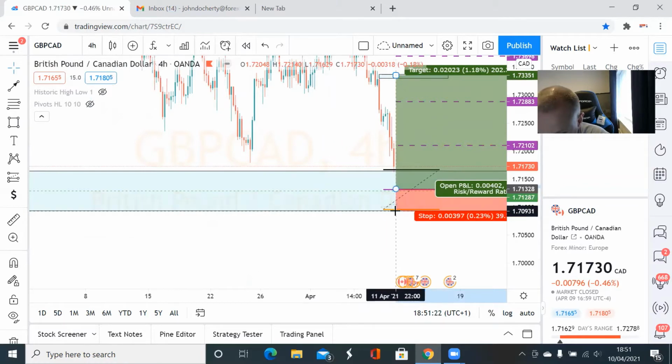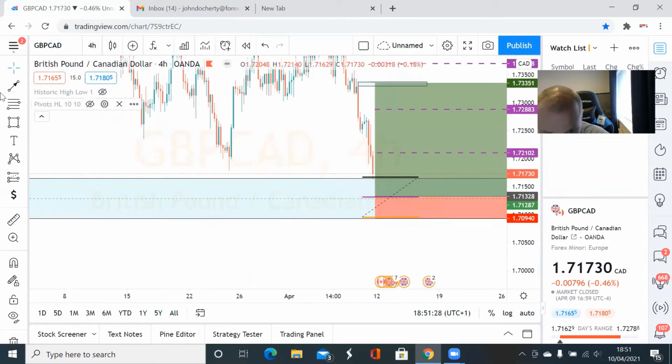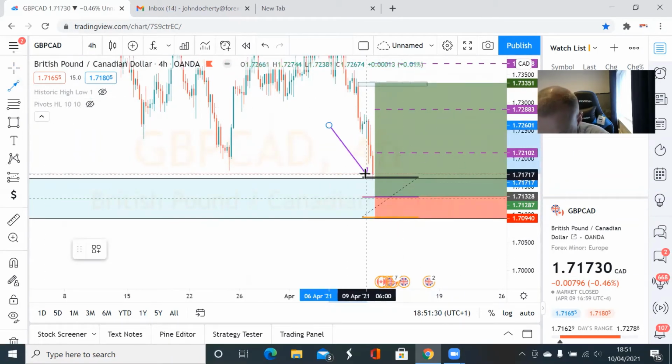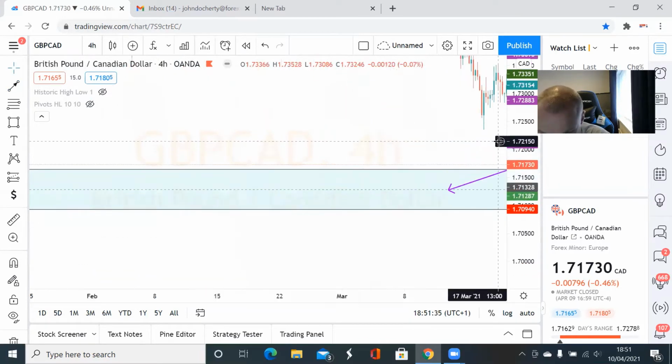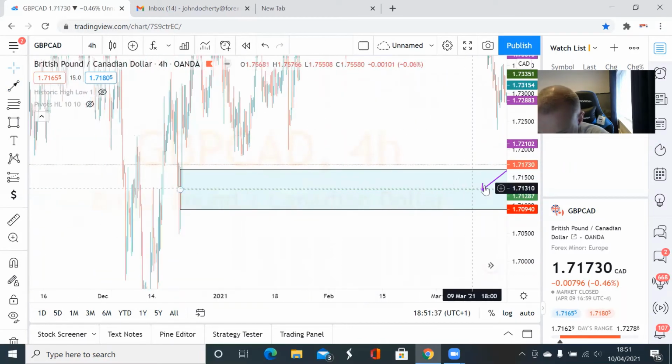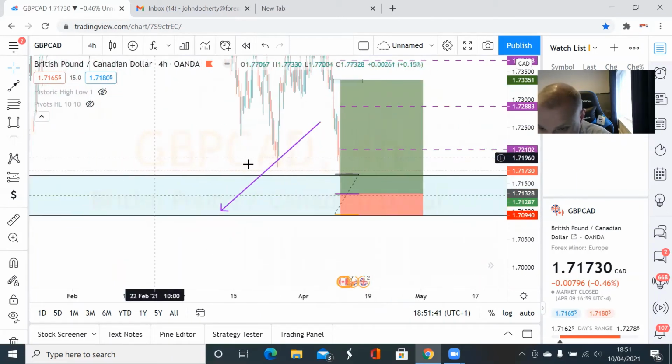This here, down to this here, run about 40 pips stop loss. From there, we are waiting for this to push down into this, which would be the mitigation of this banker's candle on the 4-hour chart.